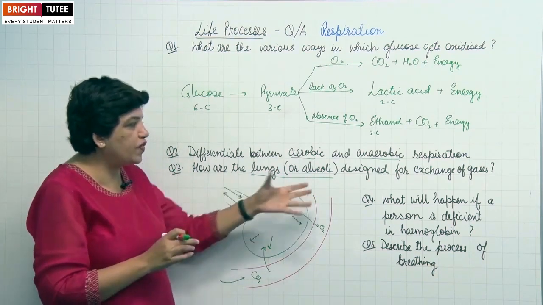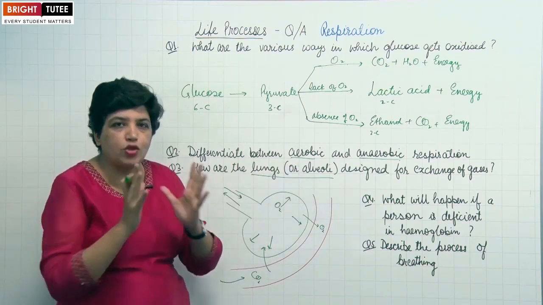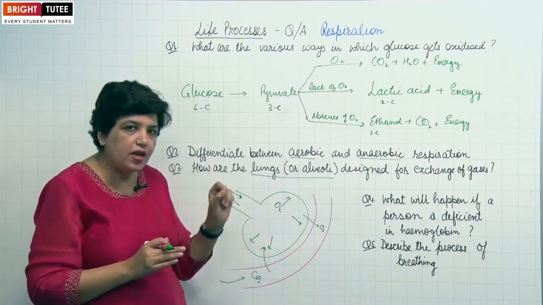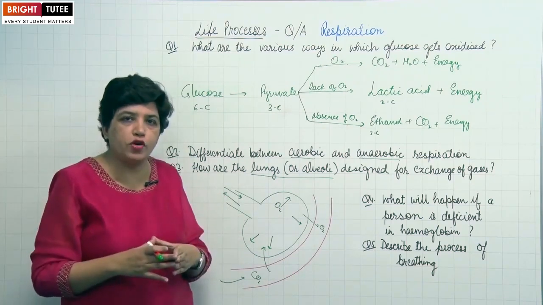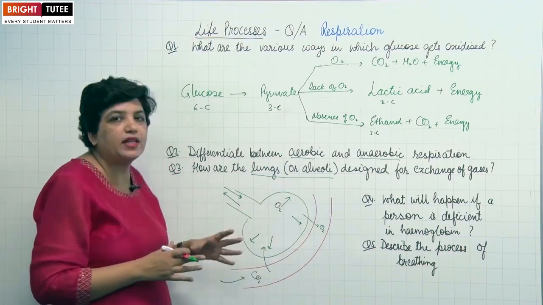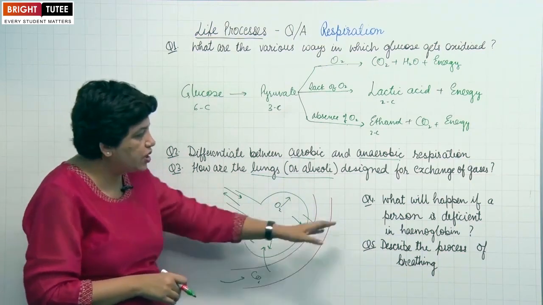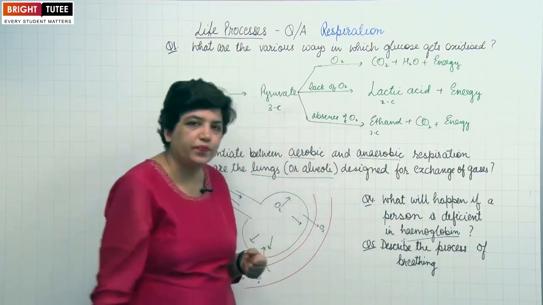So how is the structure of the lung designed for exchange of gases? In this you have to explain the structure of alveoli, that they are air sacs, they are very thin walled, and they increase the surface area for absorption of oxygen, and they are richly supplied by the blood vessels for exchange of gases. The next question, what will happen if the person is deficient in hemoglobin?